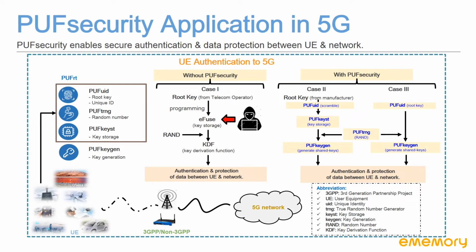It shows three cases of how a user ID, a unique ID, UID, can be stored in the SIM card of the cell phone. One is the method used now, and cases 2 and 3 are proposed new methods which use PUF to significantly increase the security of the applications. Case 1 is the one I have just talked about, to have the operator write the unique ID as the root key and store it in the eFuse.